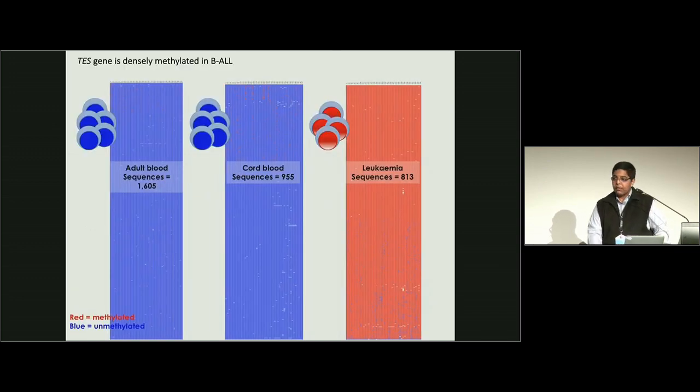So let's have a look at some of the results. TES, which is one of the tumor suppressor genes, you could see that it's densely methylated in leukemia, while adult blood samples and cord blood samples didn't show any methylated reads. That's remarkable.